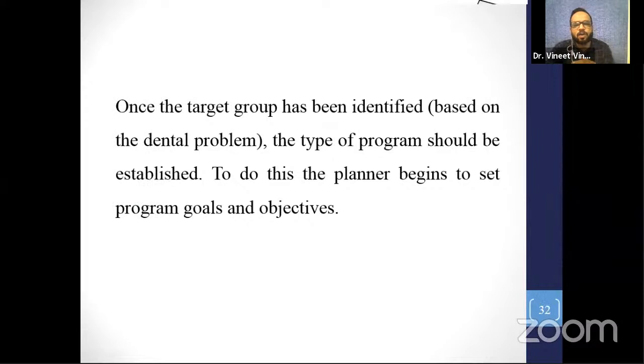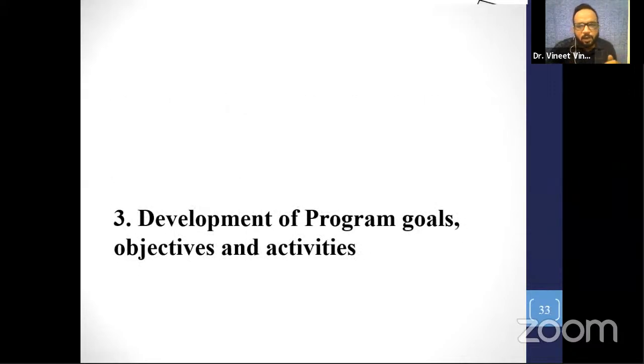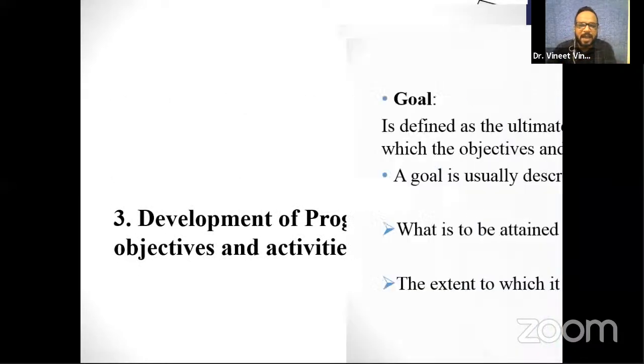Once the target group has been identified, the type of program should be established. And to do this, the planner begins with a set of program goals and objectives. Once you have defined the target group, then your goals and objectives have to be defined. Coming to development of program goals, objectives and activities.